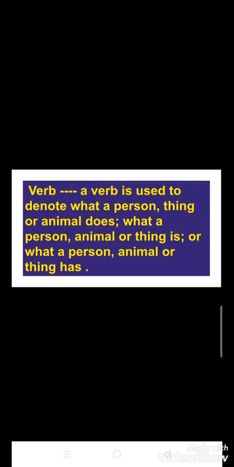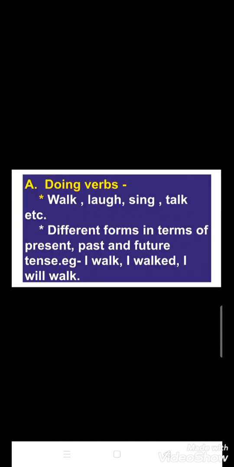So, I hope you have understood the meaning of verb, and now we will proceed to the categories of a verb. Students, we can categorize the verbs into 3 categories. The number 1 category is doing verbs. For your convenience, I have mentioned a few doing words, and they are walk, laugh, talk, sing, etc.